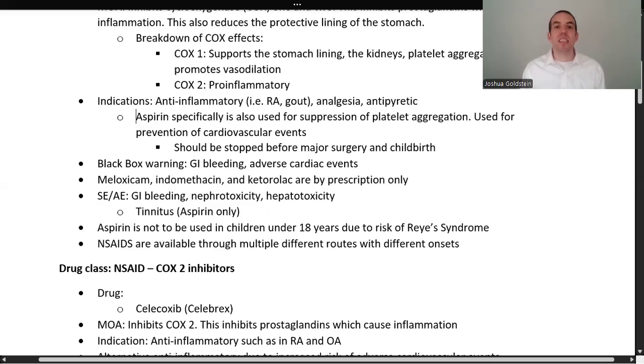And finally, NSAIDs are available through multiple different routes with multiple different onsets. It's available IM, it's available PO, it's available rectal as well as some other routes. So it does have multiple different routes. Obviously, the vast majority of all time that we're giving a patient an NSAID, it's going to be the PO route. Now, NSAIDs are non-steroidal anti-inflammatory drugs.